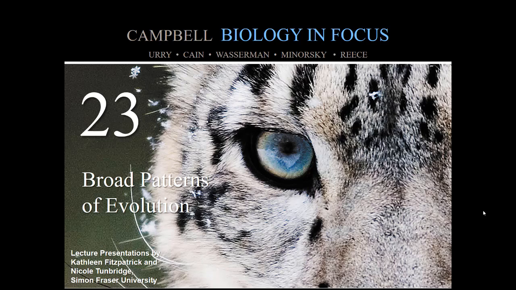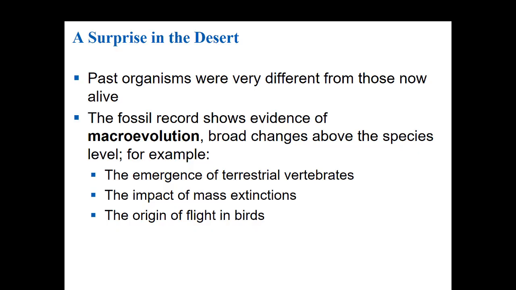Okay, the last chapter that we're going to cover for exam 1 is chapter 23, and this is Broad Patterns of Evolution. It's a relatively short chapter. We're only going to go over sections 1 and 4. A lot of concepts, though, to understand, but it will be one of the smaller portions included in the exam.